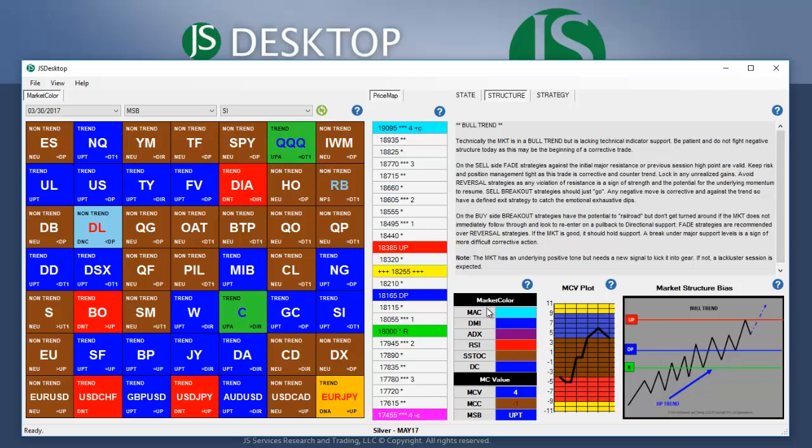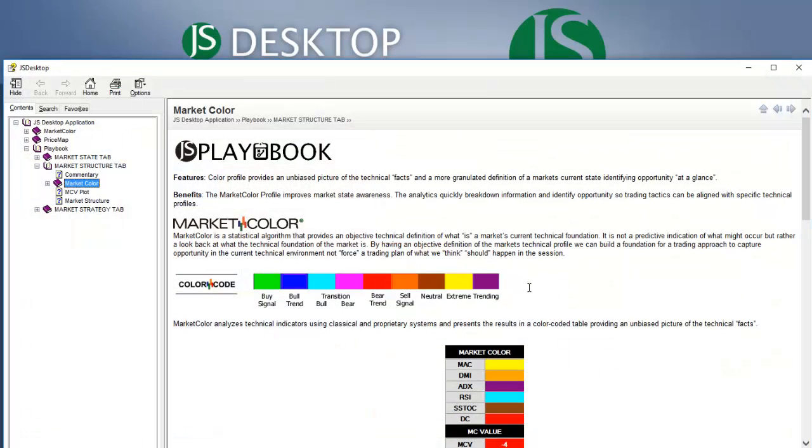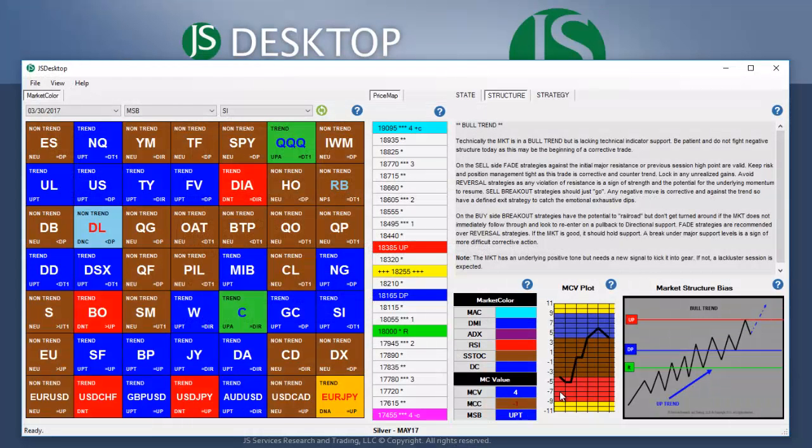And here we can also see what the guts of the market are, what's happening inside, market color. And you can click on the tutorial to learn more about the market color profile. Here's a plot of the MC value. So this is a plot of the past 10 sessions. And so you can see the shift or the MC value change.